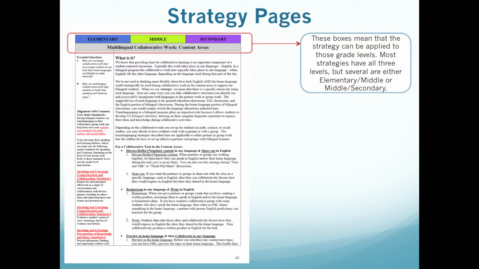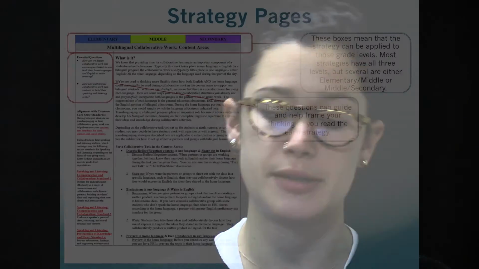The very first piece you'll see is at the top of the Translanguaging strategy page, and it has 3 boxes: elementary, middle, and secondary. And there are 3 different colors: elementary blue, middle green, secondary purple. And these boxes mean that the strategy can be applied to those grade level strands. Most strategies have all 3 levels, but several of the strategy pages only have an elementary focus or a middle and secondary focus. So that's an important piece to pay attention to when you're looking at strategies.